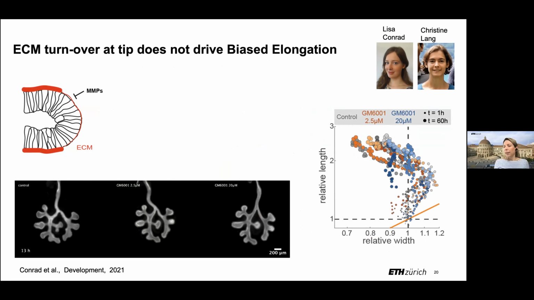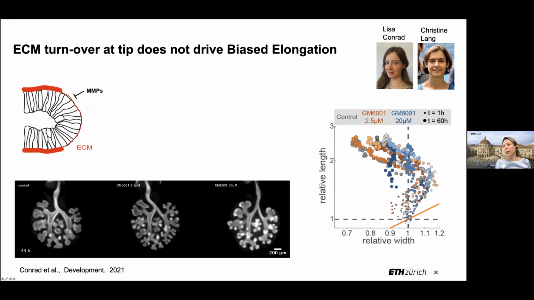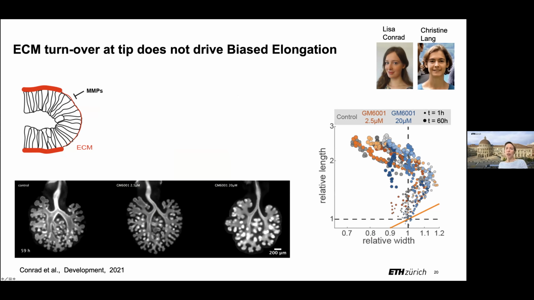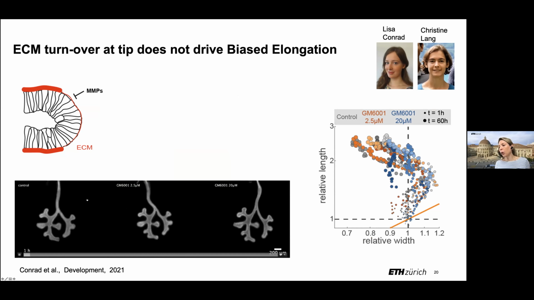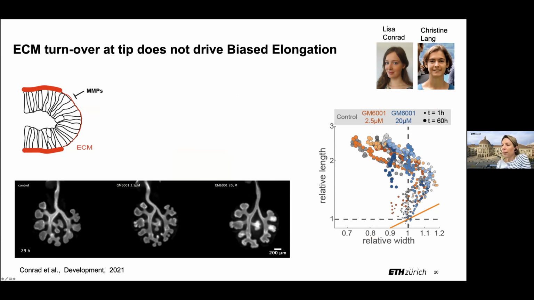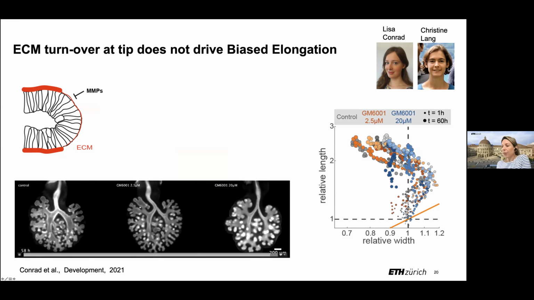The next thing that one could think of is what I told you before, is the extracellular matrix is thinner at the tip. And that obviously would be less of a mechanical barrier. And so that might encourage biased outgrowth. So we perturbed that by using an inhibitor of the metalloproteases that turn over the ECM. This affects outgrowth and branching, as people had described before, but the bias in outgrowth is not affected.